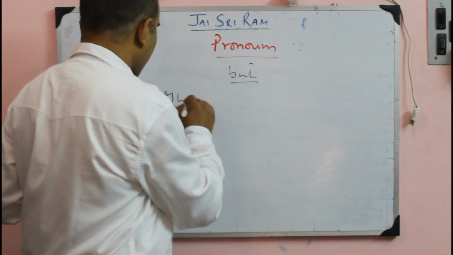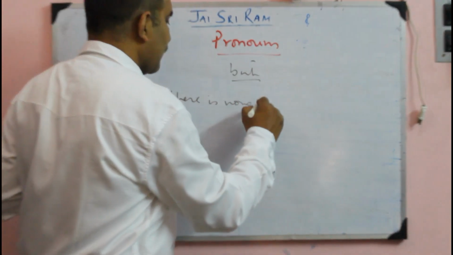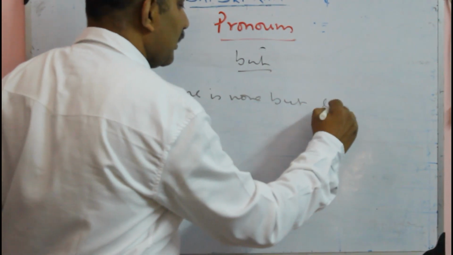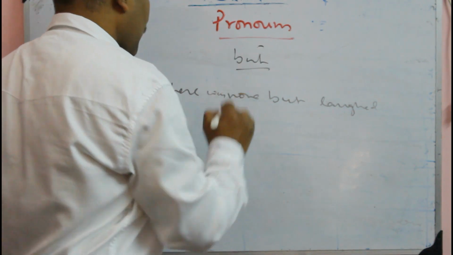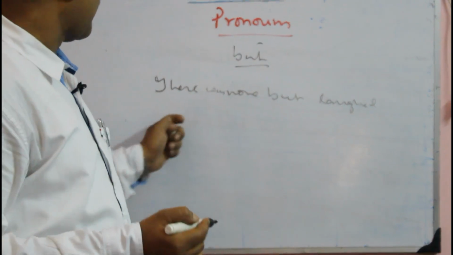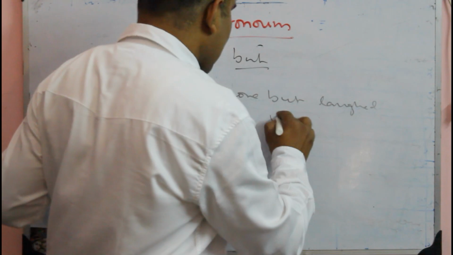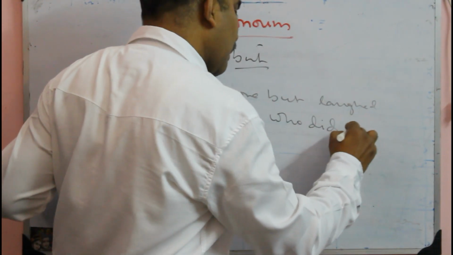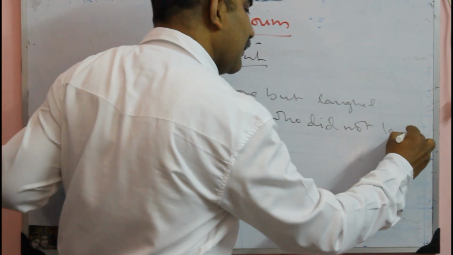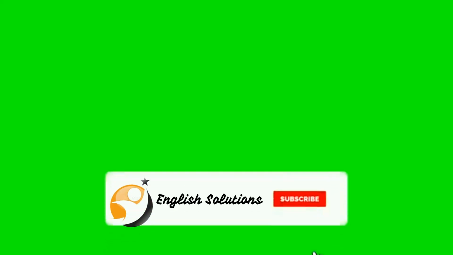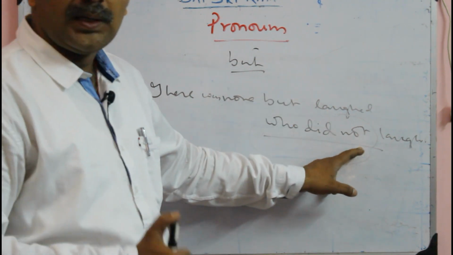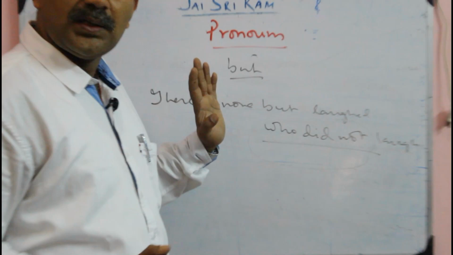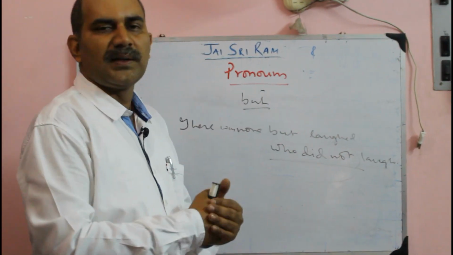There was none but laughed. What is the meaning? There was none who did not laugh. Who did not laugh. So you see, this entire phrase, who did not, is replaced by but. So the meaning of not is already inherent in but. So sometimes but is also used as a relative pronoun.